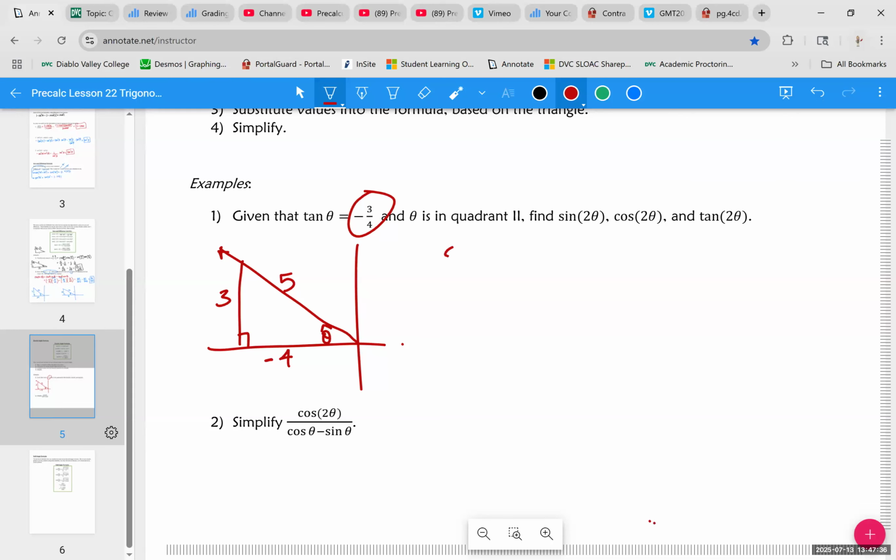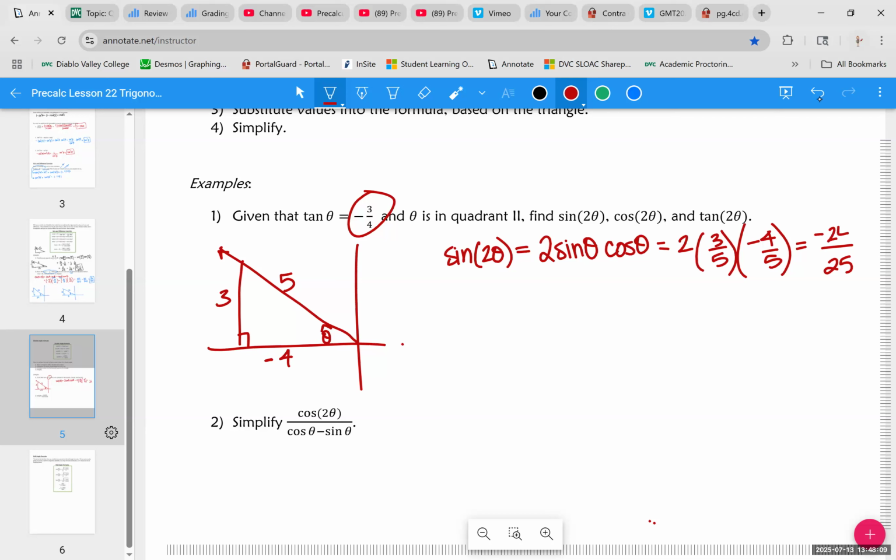So now we're going to find sine of 2 theta. And I'm just going to write down what that's equal to. It's 2 times the sine of theta times the cosine of theta. So that would be 2 times. The sine here would be opposite over hypotenuse. And the cosine would be adjacent over hypotenuse. So I just multiply those all together, and I end up with negative 24 over 25.